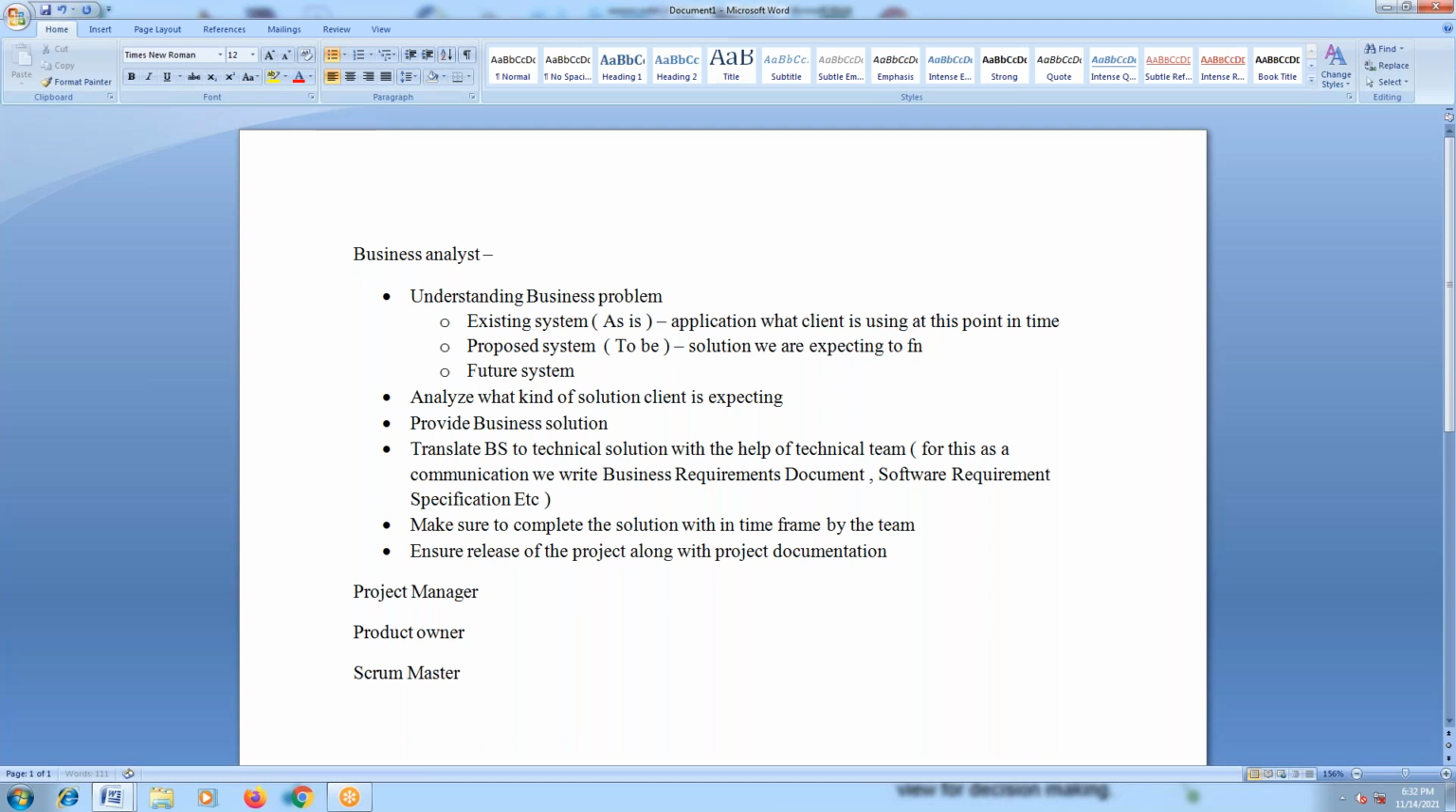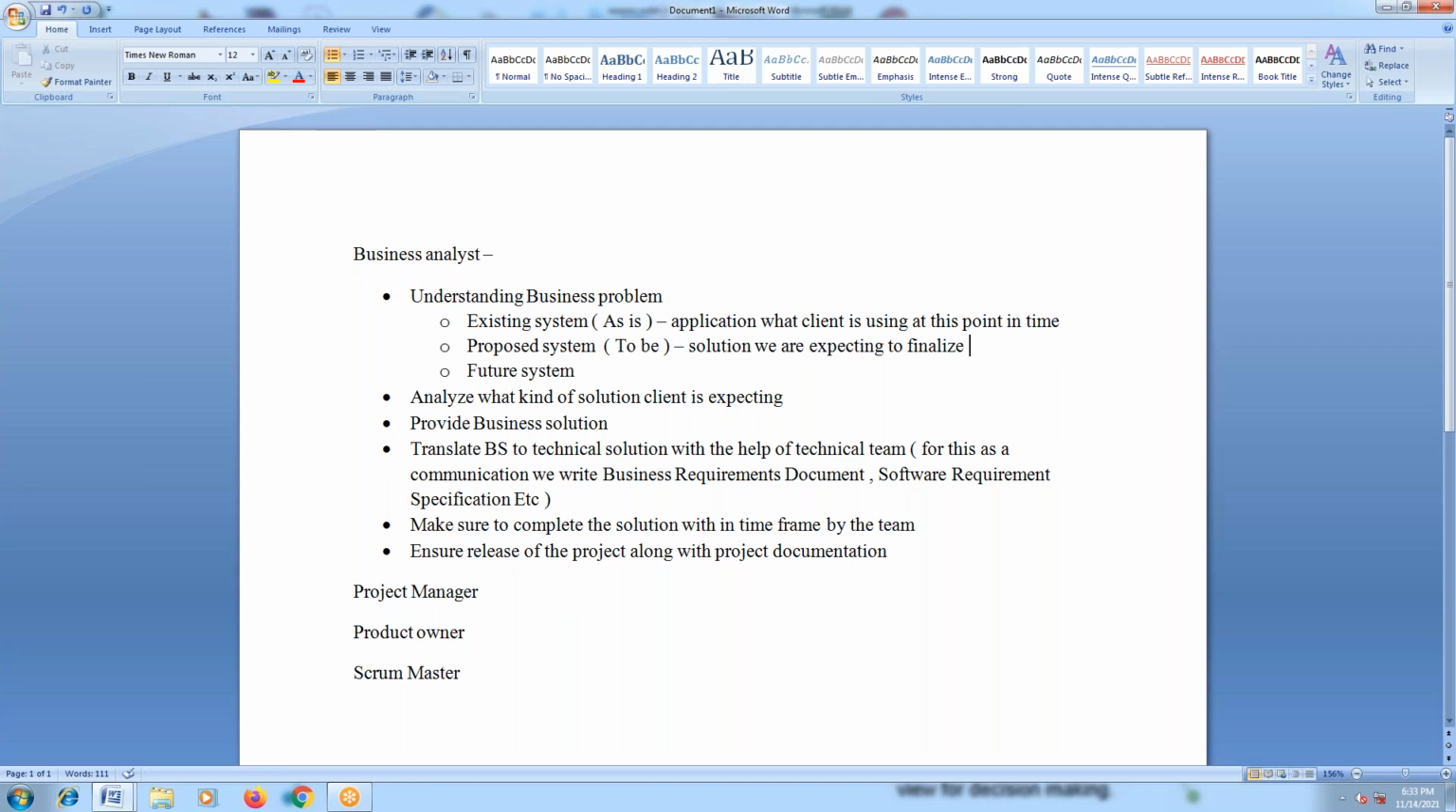There may be multiple. The proposed solution may not be one initially. You may be coming up with 2-3 solutions. Out of those 2-3, what are the practical ones, everything will be discussed here. This is what we call the proposed system.